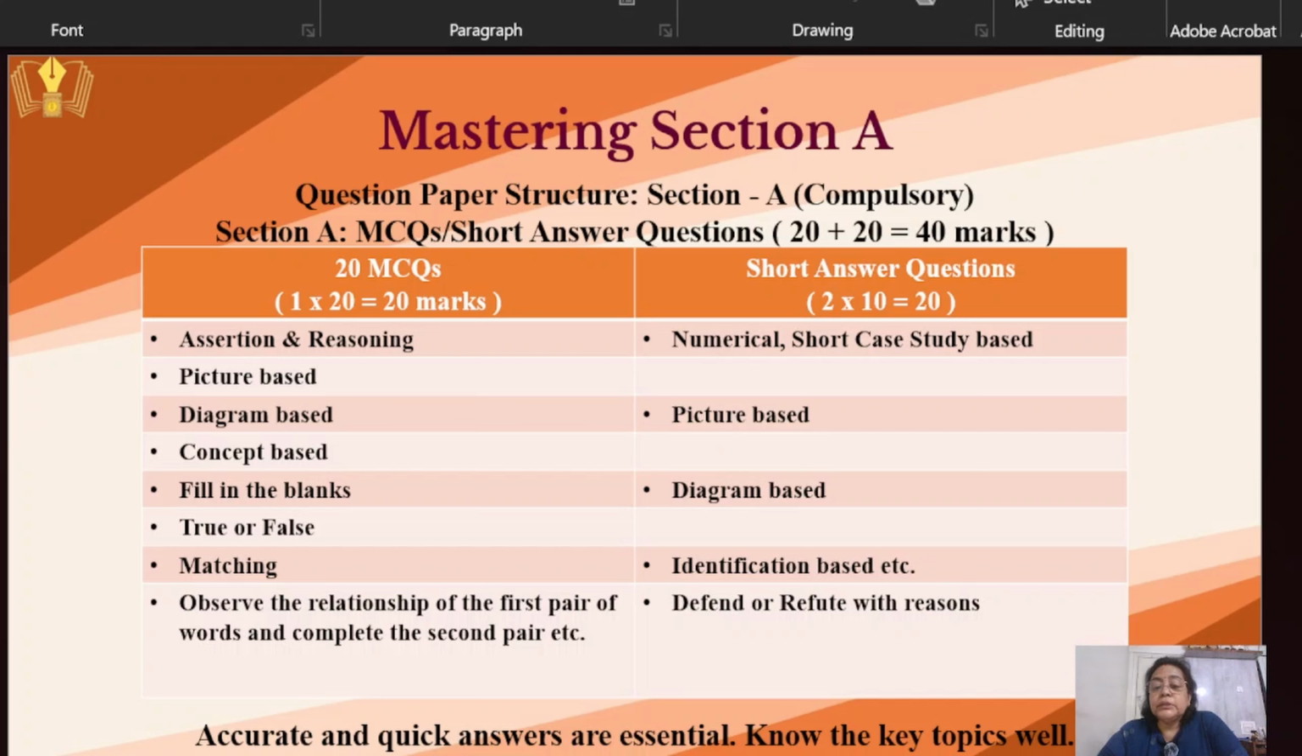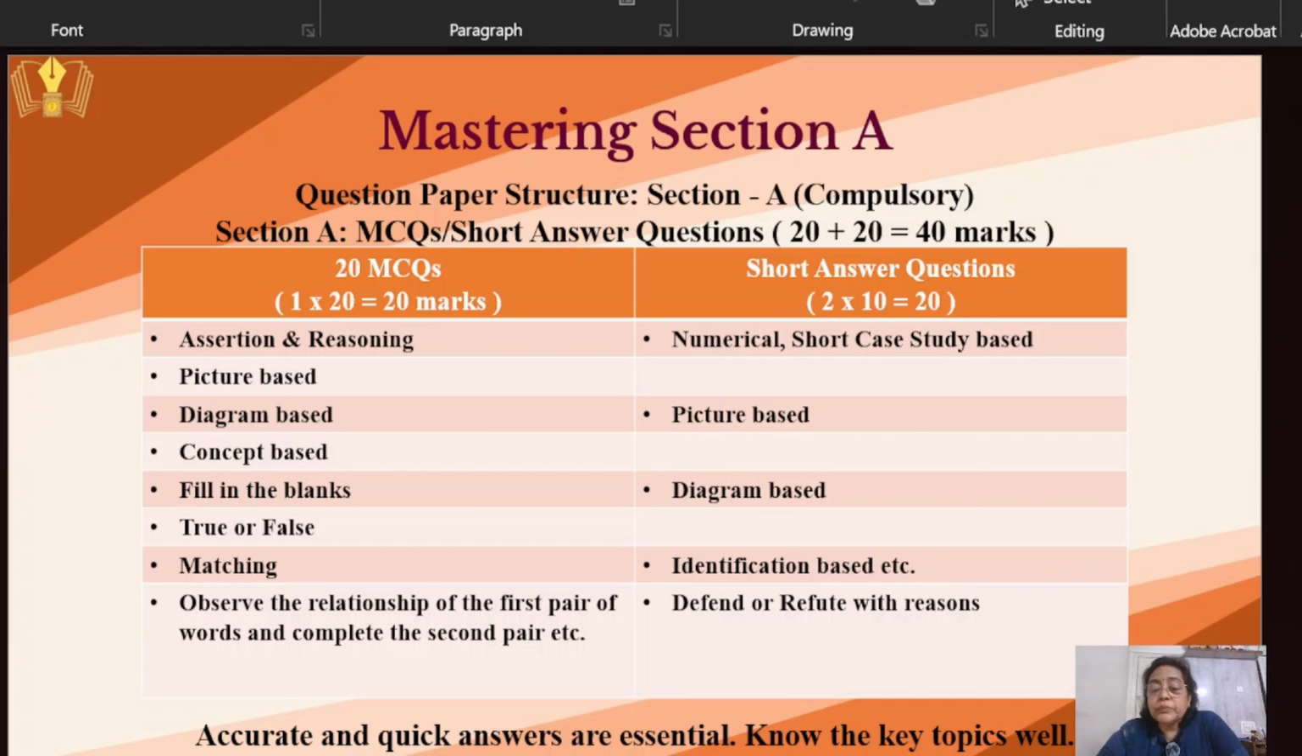And please remember that section A is totally a compulsory section and you're not going to get any sort of options. Now, out of 20 marks MCQs, which will be marked as 1 into 20, it will include assertion and reasoning based questions, picture based questions, diagram based questions, concept based questions, fill in the blanks, true or false, match the following, or observe the relationship of the first pair of words and complete the second pair, etc.